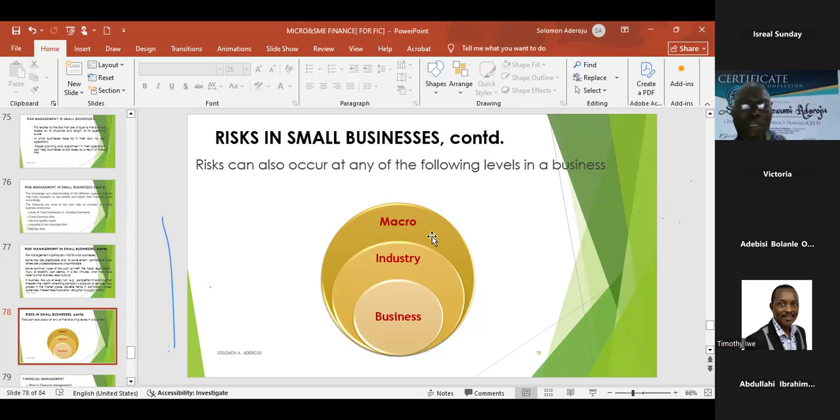Then the industry can also be affected by the macro, what is happening in Nigeria, like the rate of inflation and high cost of doing business, will affect the industry to which the business belongs, and also be affected by what is happening in the nation. Another one is global, which we didn't draw, but global phenomena can also affect the business in Nigeria.